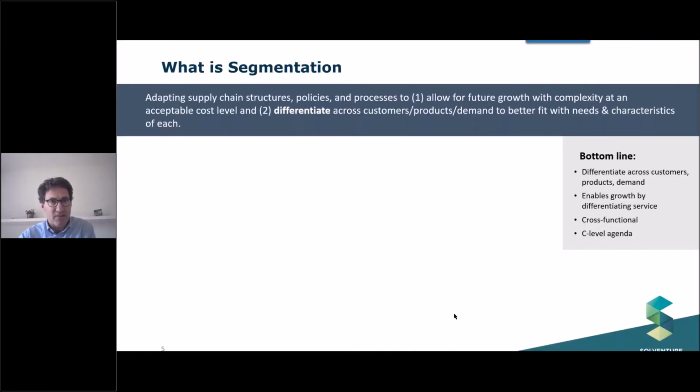What is segmentation? I have a definition here. I'll briefly read it. It's about adapting supply chain structures, policies, and processes to allow for future growth with complexity at an acceptable cost level, and to differentiate across customers, products, and demand to better fit with the needs and characteristics of each. A lot of words, but bottom line, it's about differentiating your supply chain across customers, products, and demand.